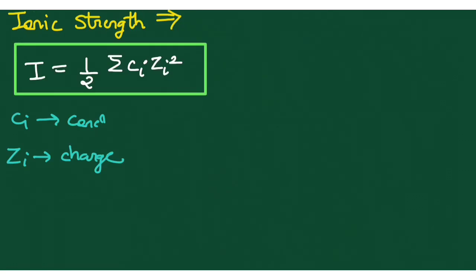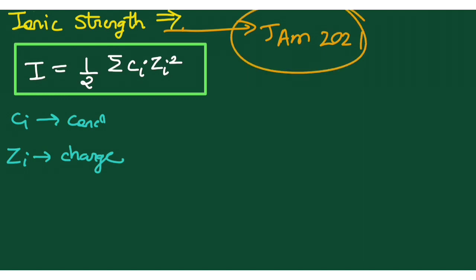Slide 15. The next important concept is ionic strength. A question also came from this topic in JAM 2021, and in 2020 and 2019 as well. It is so important. The formula is I is equal to half summation of CiZi square. That means first you will write it for the cation and then for the anion, and you will write it for all the ions which you have. Very, very important.